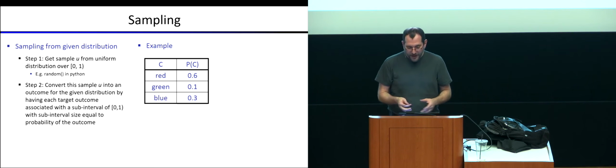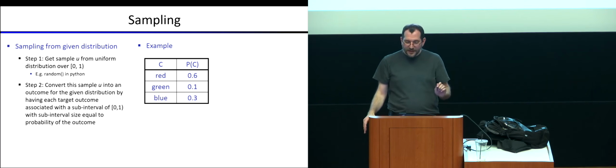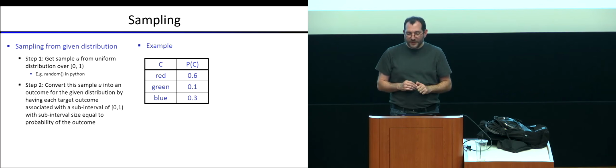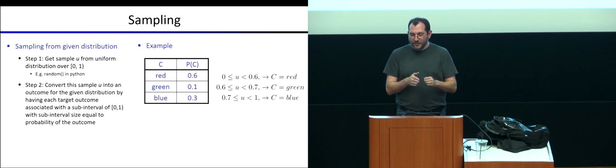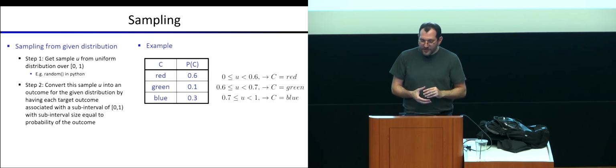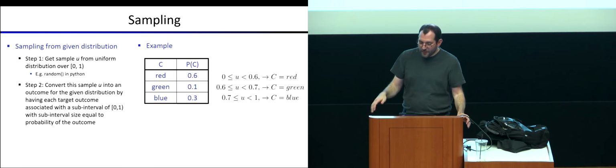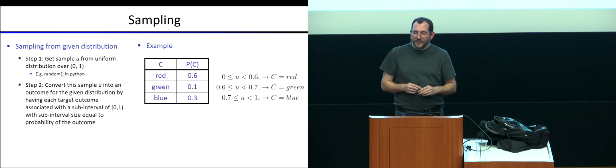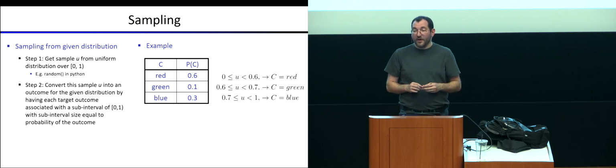So for example, if you call random, you'll get a uniformly distributed number between 0 and 1. And then step 2 is to take that sample over the 0-1 interval and convert it into a sample over the event space for C. How do we do that? We divide up that real line into sub-intervals where the size of each sub-interval is equal to the probability of the outcome. So for example, I might grab my number between 0 and 1 and say, well, if it's between 0 and 0.6, I'll call that an instance of red. And if it's between 0.6 and 0.7, I'll call that an instance of green. And if it's between 0.7 and 1, I'll call that an instance of blue. Okay? So I could do that.